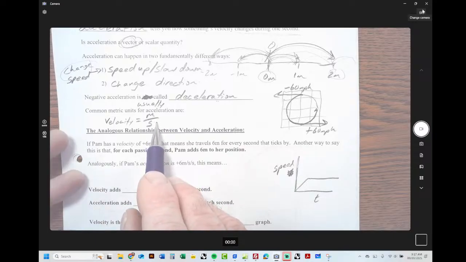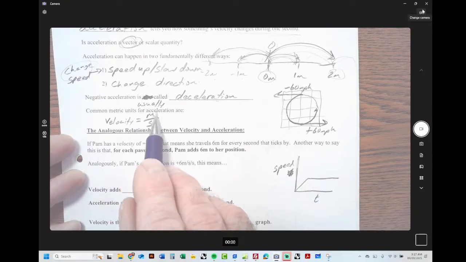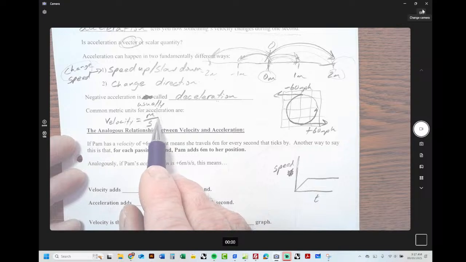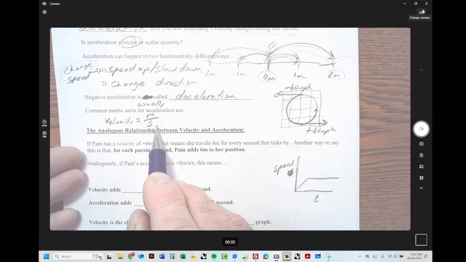Think about what velocity tells us. Most of the time it's meters per second, but it could be other distances. Yeah, we use meters per second. It could be miles per hour.